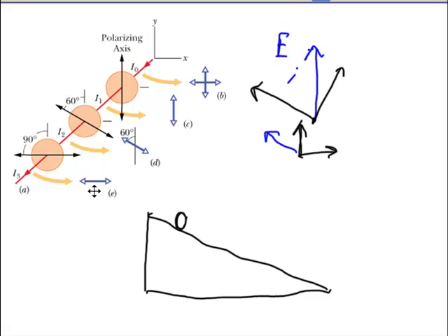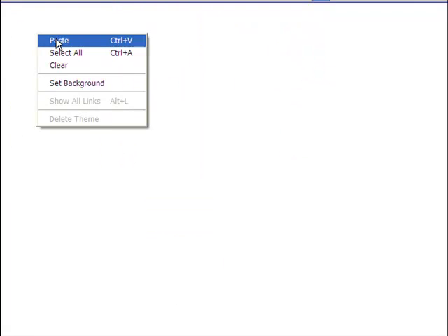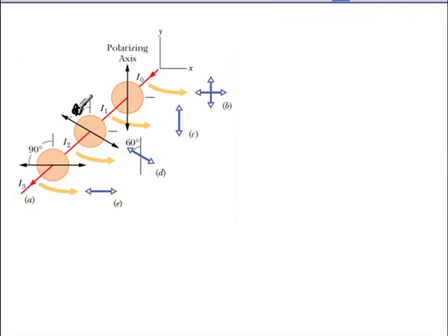As one last demonstration here, let's imagine that this middle Polaroid was not at 60 degrees, but was just at some angle theta. And we want to figure out what angle theta lets the most light through and how much light that is. Okay, so I'm going to copy this, go to a new page, paste it, but now this is just going to be an arbitrary theta.